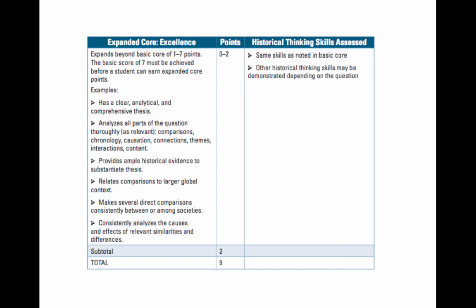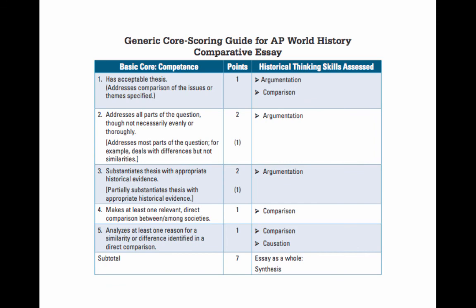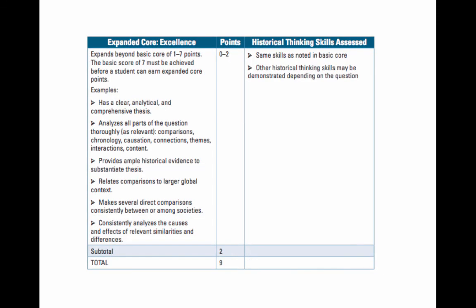This is the second page on it. Notice that it is based on a 9-point system, which I will convert to 100 points, but 9 is the highest that you can get on this essay. So pretty much if you're scoring an 8 or a 9 on this essay, you are definitely getting an A or A+. The basic is a 7.